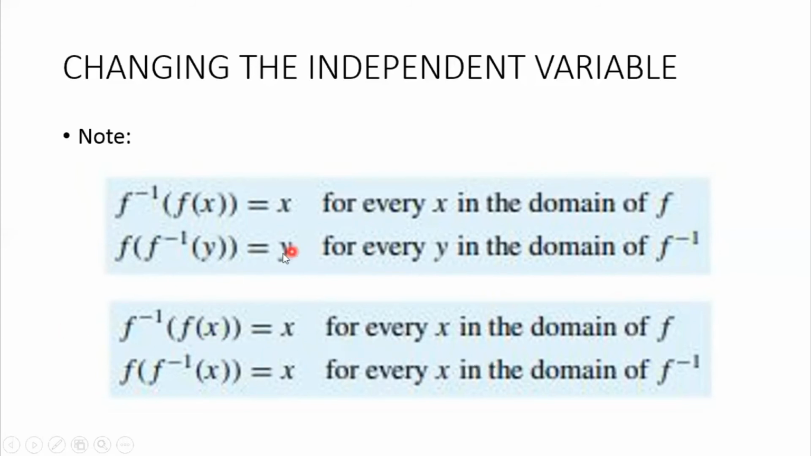So notice that from here, it is y, but actually it's just the same as long as the variable is in the domain of f inverse. So we have f of f inverse of x is equal to x for every x in the domain of f inverse. Okay, so the point here is that if we can satisfy the two conditions, whether these conditions or these conditions, then we can say that the two functions f and g are inverse functions.